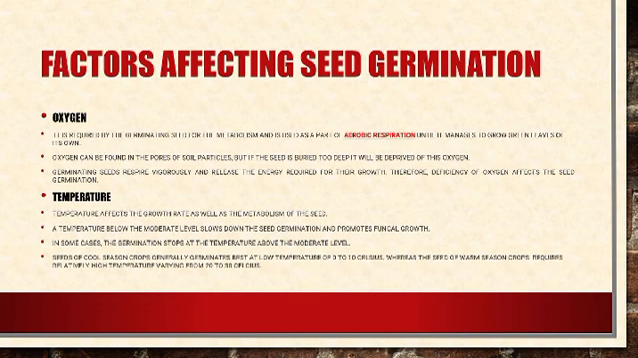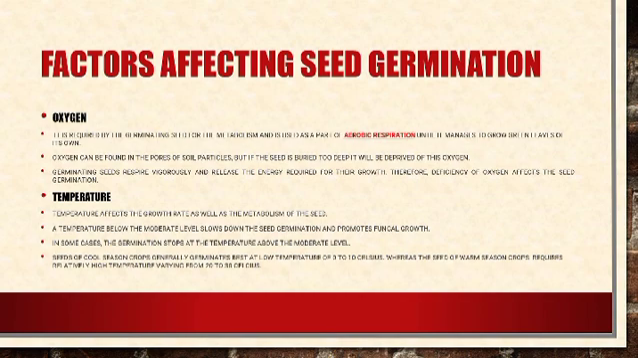Next factor is temperature. Temperature affects the growth rate as well as the metabolism of the seed. Temperature below the moderate level will slow down seed germination and will result in fungal growth on the seed. But a higher temperature, more than the moderate level, will also stop seed germination. So we need an optimal temperature that must be between 25 to 30 degrees Celsius.